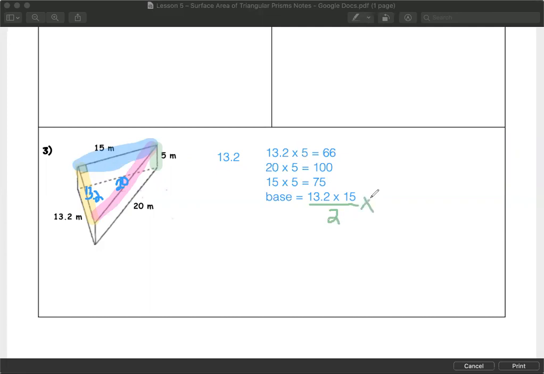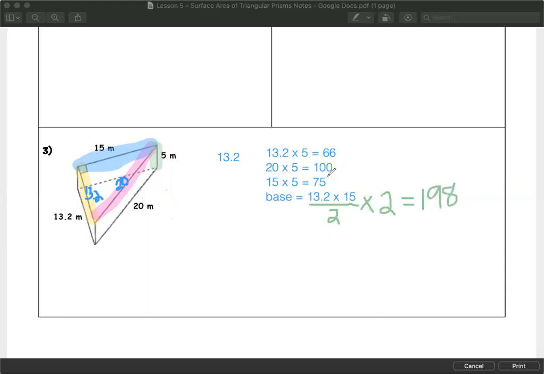So when we get our answer, we are going to multiply by 2 because there's a triangle on the bottom and a triangle on the top. So we find the area of one triangle, 13.2 times 15 divided by 2. And then we double it because there are 2 of them. And you might realize that these 2 cancel out, and that's totally fine. So 13.2 times 15 divided by 2 is 99, but there's 2 of them. So we multiply those by 2 and we get 198.